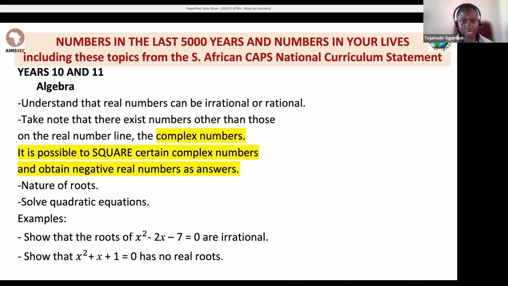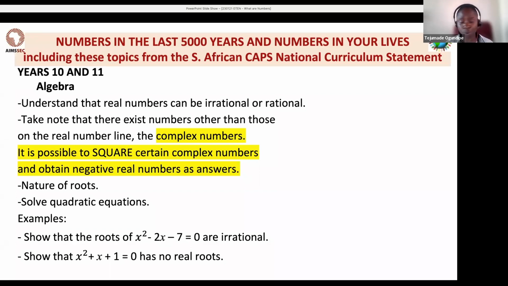So looking at this one going on, we also pick from Year 10 and 11. So basically, we want to focus on complex numbers. And we will be able to see from this that it is possible to square certain complex numbers and obtain negative real numbers as answers. And we want to say, okay, what are complex numbers? Probably we don't actually understand it yet, but we are going to be able to see as we proceed. And we also want to understand that real numbers can be irrational or rational. And we need to actually take note of this.